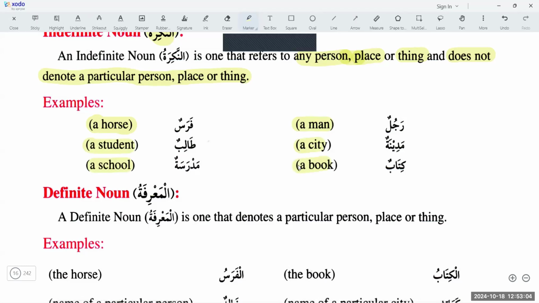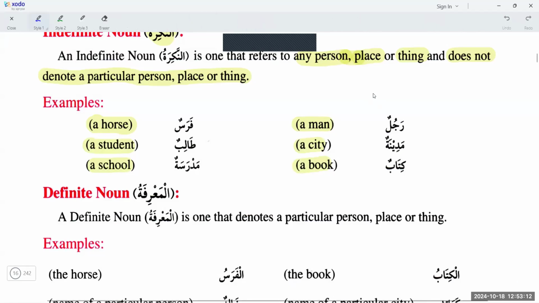So how can we know that the ism is a nakira? There is a tanween on the nakira ism. Rajulun, there is a tanween, a double vowel. Farasun, talibun, madrasatun, kitabun, there is a double vowel. So on an indefinite noun, a nakira, there is a double vowel on the noun.